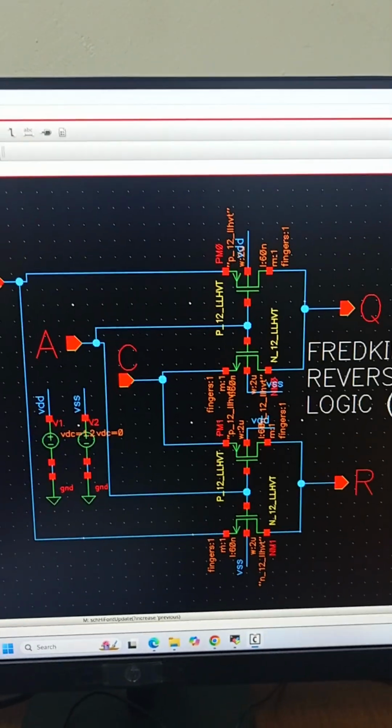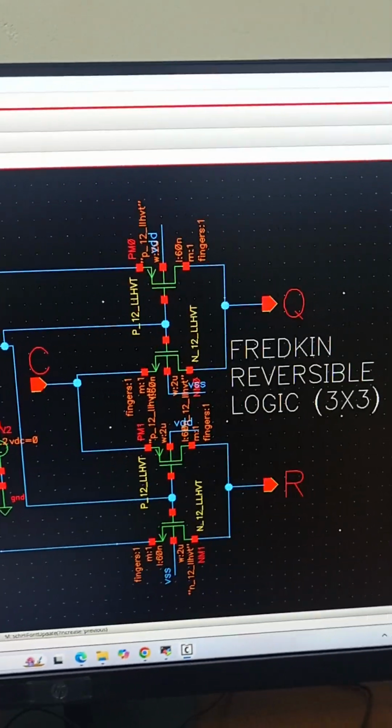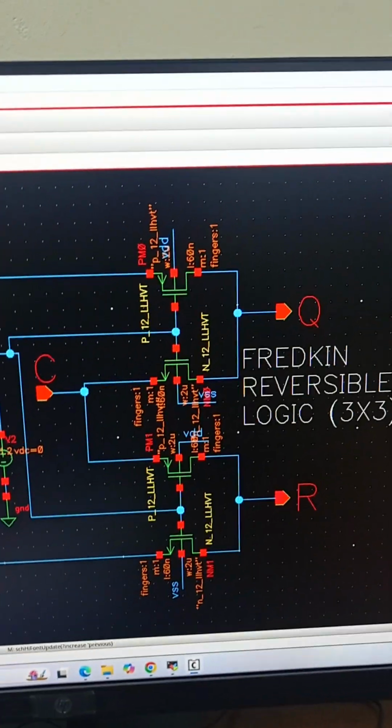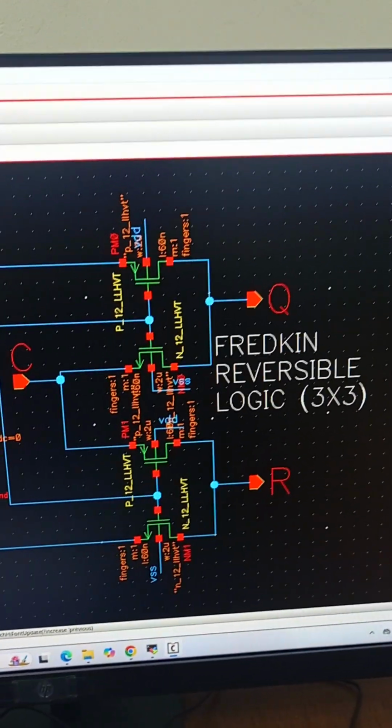Again, we can exactly determine the inputs if we are given the outputs. So this is a 3x3 reversible logic gate called Fredkin.